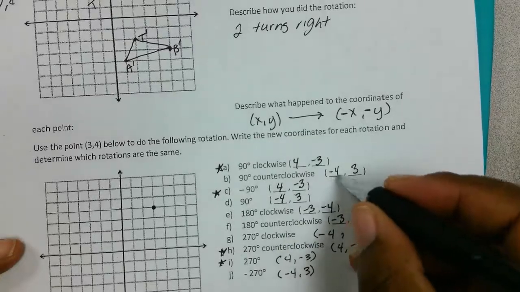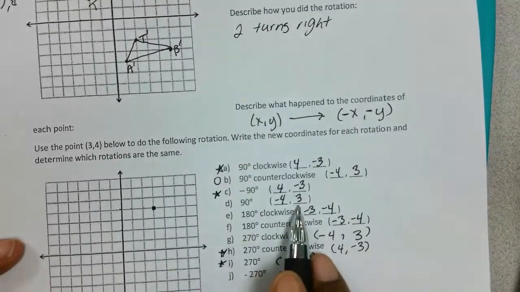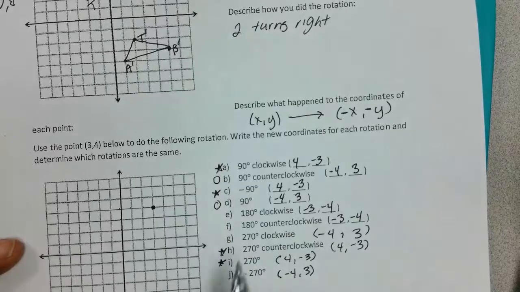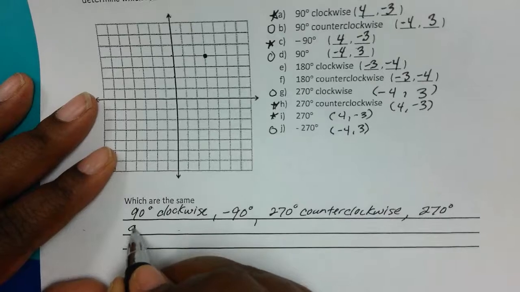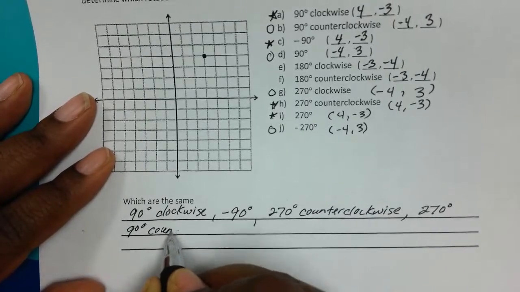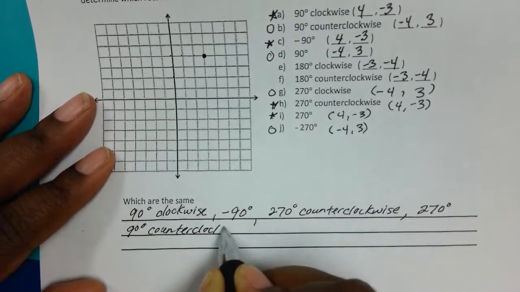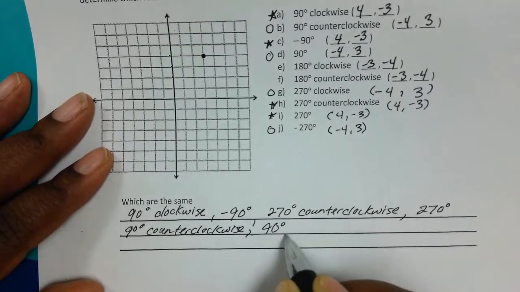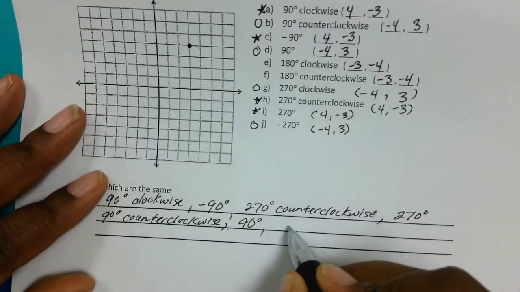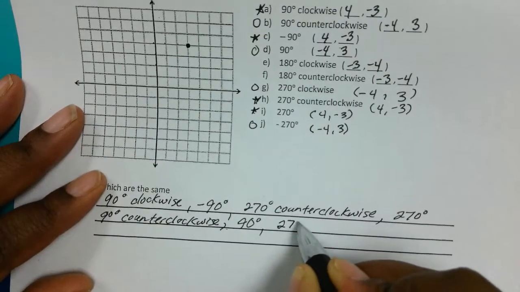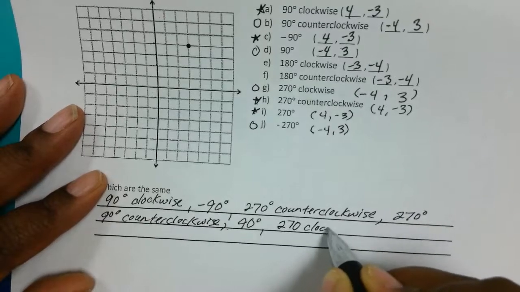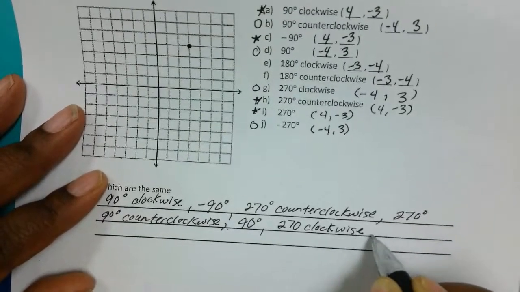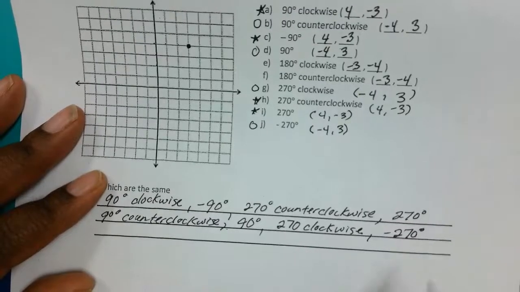Okay? What else is the same? Okay, so this is negative 4, 3. This is negative 4, 3. This is negative 4, 3. And this is negative 4, 3. So that tells me that 90 degrees counterclockwise is the same turn as 90 degrees, which is the same turn as 270 clockwise, which is the same as a negative 270 degrees.